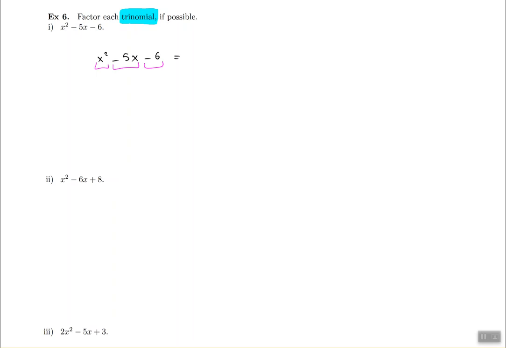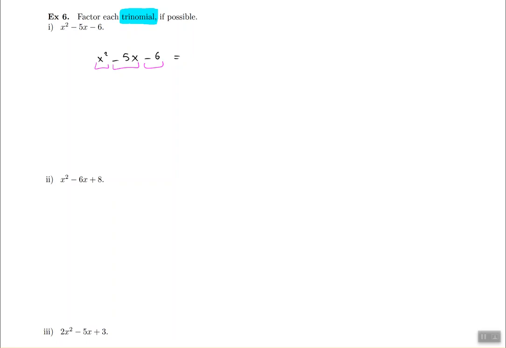As usual, the very first thing you want to do is check if the GCF method applies or not. Can you factor anything out of these three terms? In this case, nothing is common to all three of them. So we abandon the GCF method and we turn to the new technique.